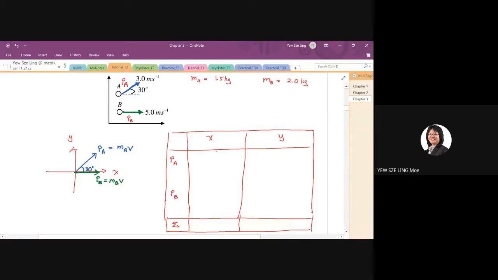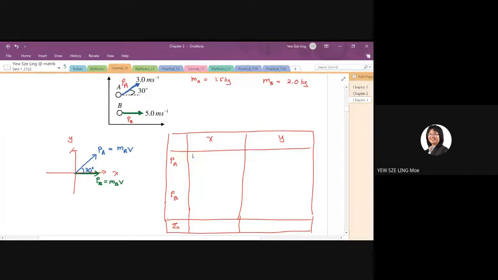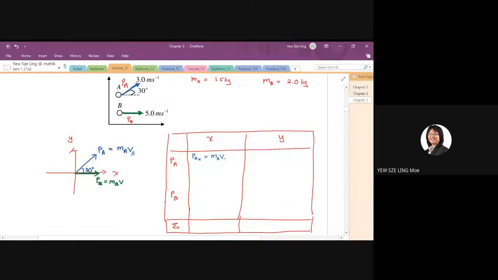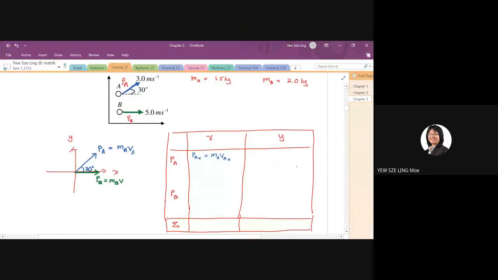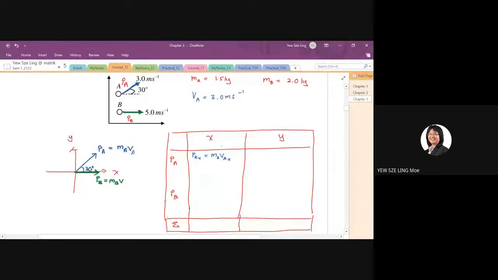So what am I going to do for the x component? Like I told you just now, I'm going to resolve the velocity. If you're going to calculate PA along the x component, this is your PAX. So PAX is equal to your MA VAX, where I add a subscript here: VA along the x component. Given VA equals 3 meters per second, now your job is to resolve VA into its x component.